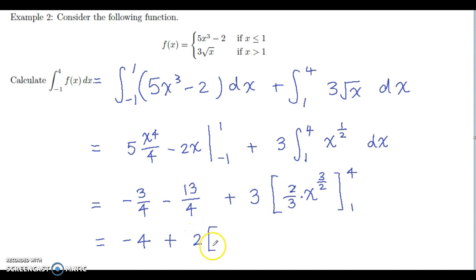2 multiplied by 4 to the 3 over 2 power is 8. Minus 1 to the 3 over 2 power is 1. So it's -4 plus 14. The answer is 10.